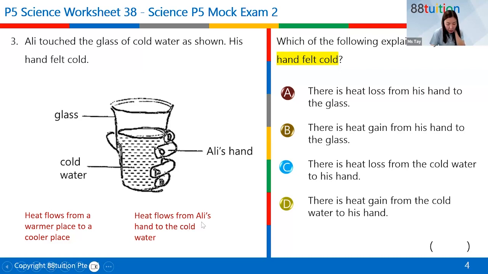In this particular question, the context is we are looking at Ali's hand as well as the cold water. So heat will flow from Ali's hand to the cold water. So Ali has lost some heat. Correct now? He has lost heat from where to where? From his hand to the cool water. So which statement tells you the correct option here? Okay. Answer is A. Let me see whether all of you got this right. Some of you didn't. You have to write down the explanation.